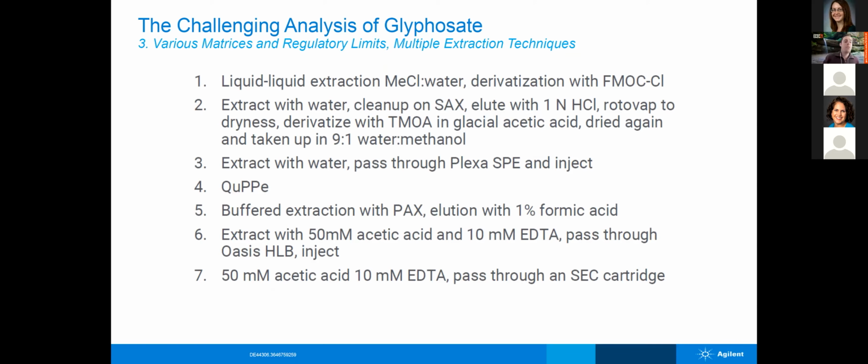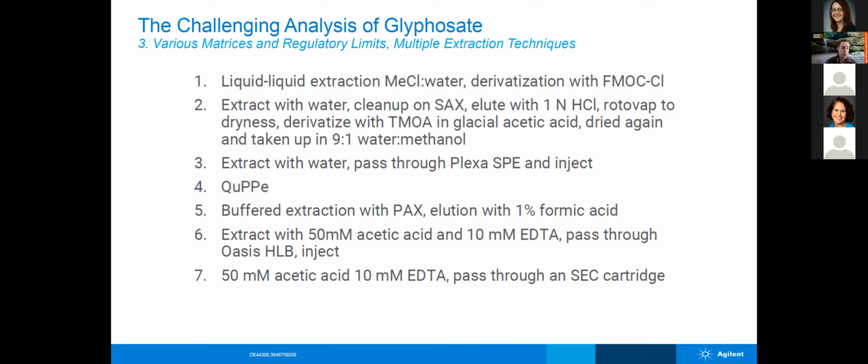There are various matrices this can exist in. You think drinking water is just one of them. It can exist in the plant matrices themselves. So if you're farming for fruit, it can exist in strawberries, it can exist in apples, anything that you spray directly on or get spray drift from a nearby field. There are a lot of different regulatory limits around the world, and there are lots of different extraction techniques between different places in the world versus different regulatory bodies, and so on and so forth.